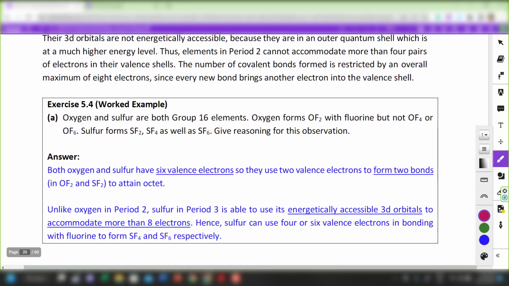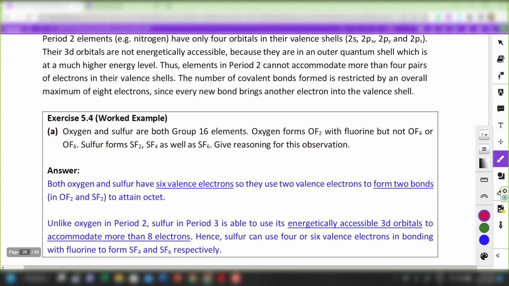So to put things simply, for period 3, if you want to have octet expansion, or if you want to have more than 8 electrons in your outermost shell, just make sure that your central atom is not a period 2 element. Usually that will suffice.